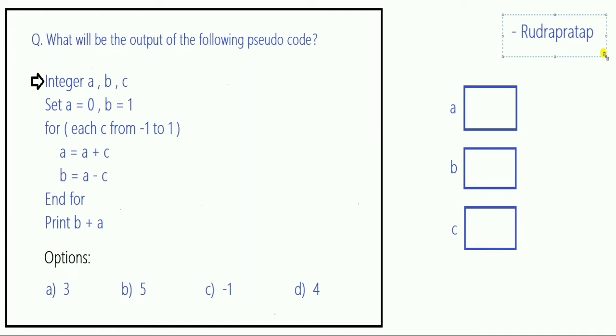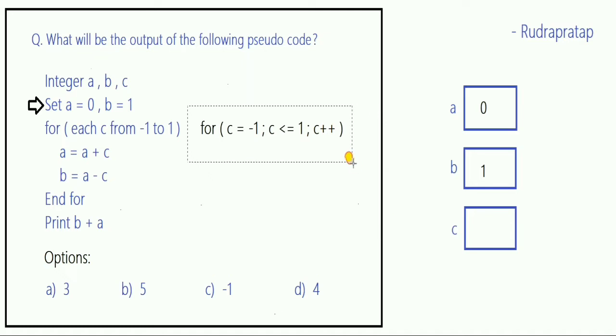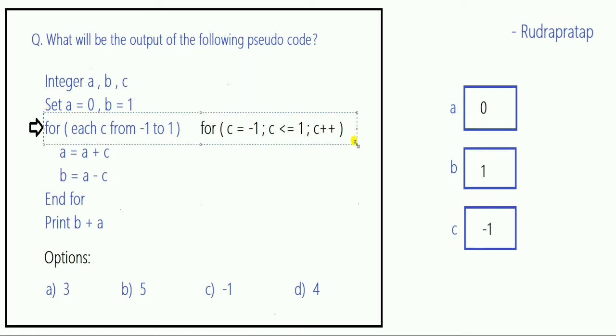In this pseudocode, we have three variables A, B and C. We have the memory representation on the right hand side of the screen. After that, we have the initial values of the variables. The value of A is 0 and the value of B is 1, and the value of C is not initialized yet. After that we have a for loop in which C goes from -1 to 1, which means the initial value of C is -1 and the condition is C is less than or equal to 1, and each time C is incremented. So the value of C is now -1.